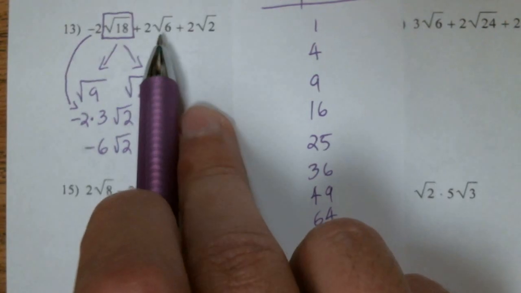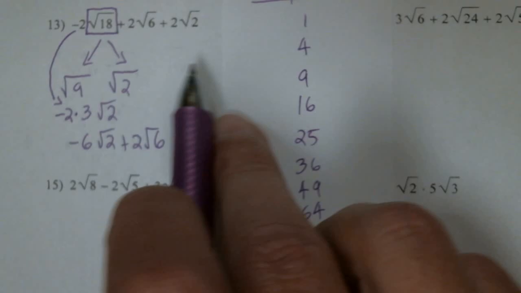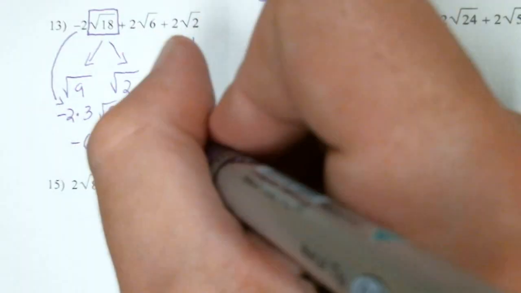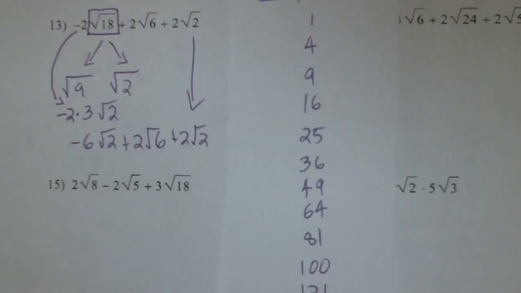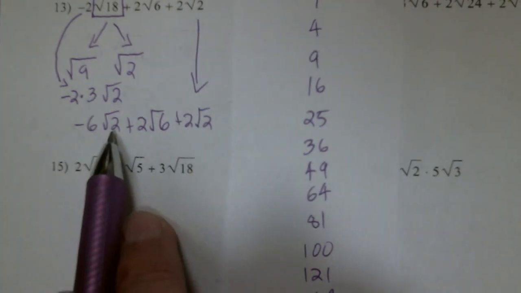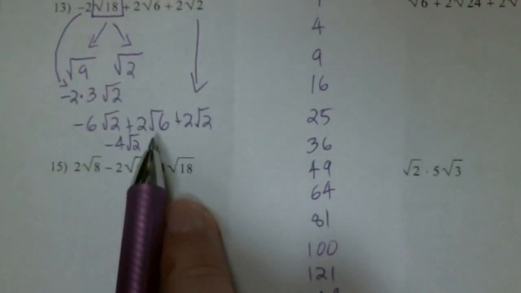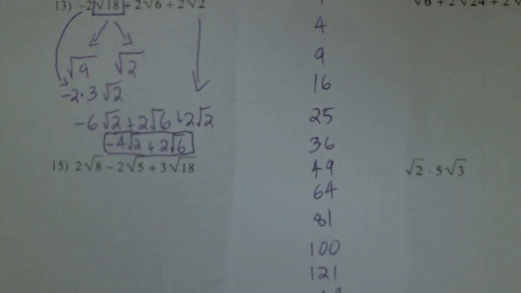All right, then I have the rest of the original problem. Then I have plus 2 root 6, and I'm just bringing these down, and then I have another plus 2 root 2. And now I can combine like terms. With radicals, just think about combining like terms, x's and y's, apples and oranges. I have negative 6 apples plus 2 apples. That's negative 4 apples. And then I have plus 2 oranges. I can't do anything with that. So that's my final answer: negative 4 root 2 plus 2 root 6.